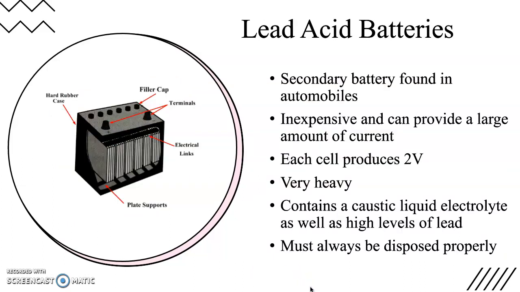The lead-acid battery is the last type of battery we're going to look at today, and is a secondary battery found in automobiles as they are inexpensive and can provide a huge amount of current. Each cell produces around 2 volts, so if 7 cells are connected in series, a 14-volt battery results. These batteries are very heavy and contain a caustic liquid electrolyte, as well as high levels of lead. So lead-acid batteries must be disposed of properly and handled with care. Next, we have some example questions.